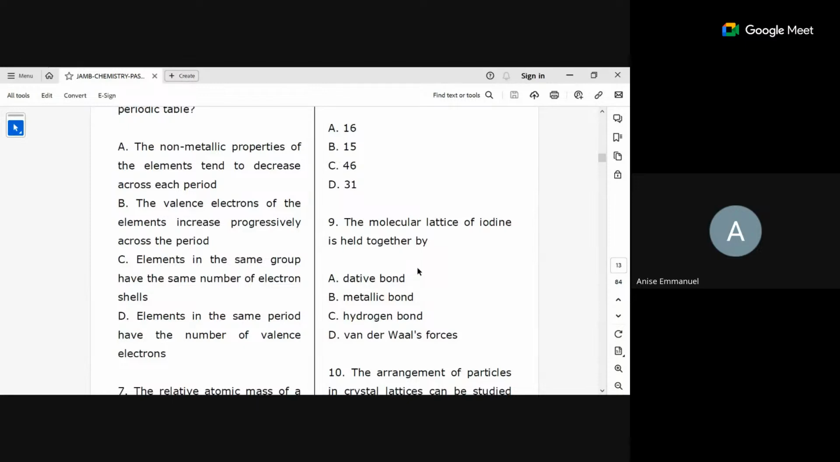So metallic is talking about metal. Hydrogen is a very weak van der Waals. But van der Waals here is the answer because the molecular lattice of iodine is van der Waals force. Van der Waals is a very weak force.